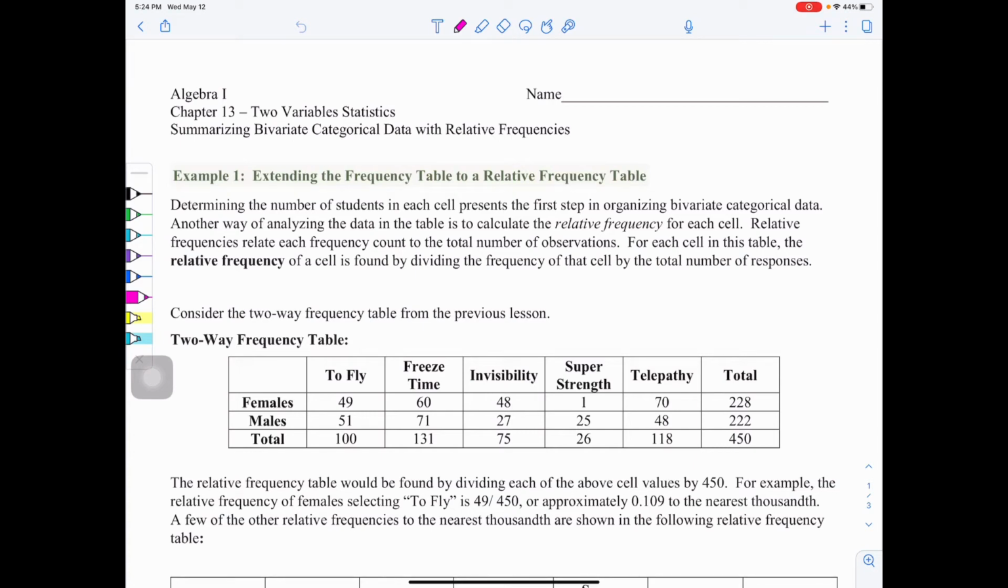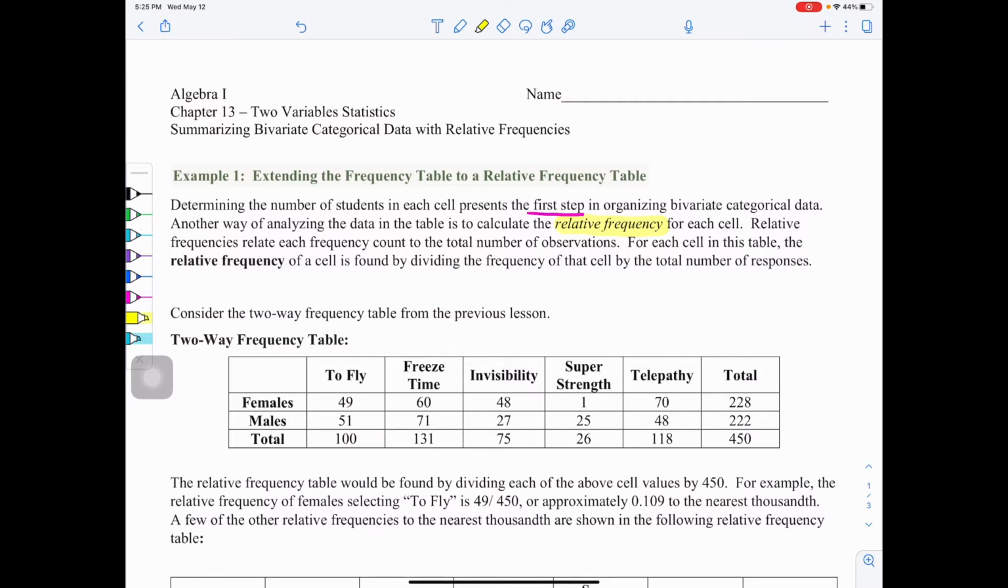Today's lesson is called Summarizing Bivariate Categorical Data with Relative Frequencies. So in example 1, we're extending the frequency table to a relative frequency table. Determining the number of students in each cell presents the first step in organizing bivariate categorical data. Another way of analyzing the data in the table is to calculate what's called the relative frequency for each cell. Relative frequencies relate each frequency count to the total number of observations.